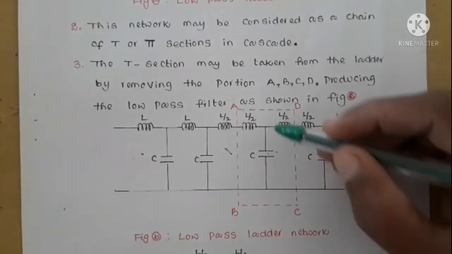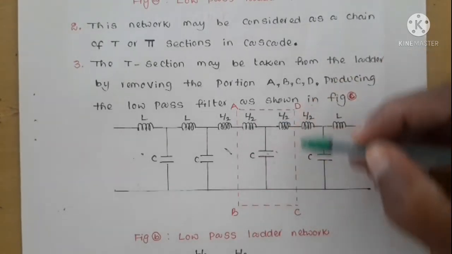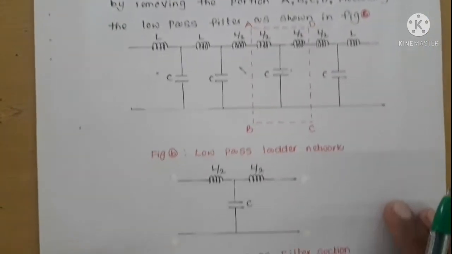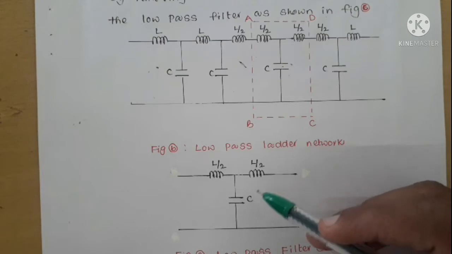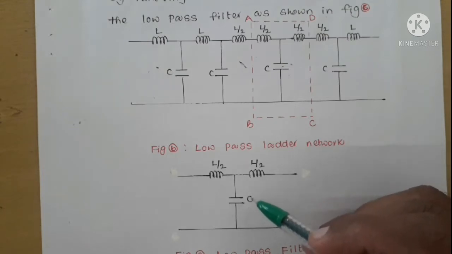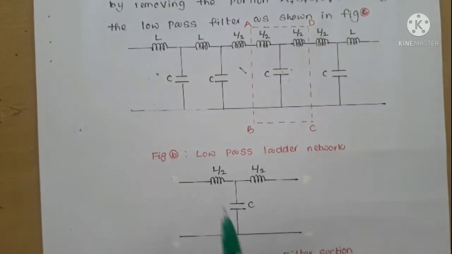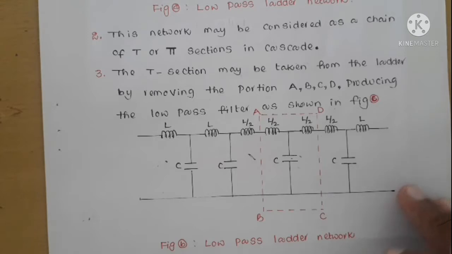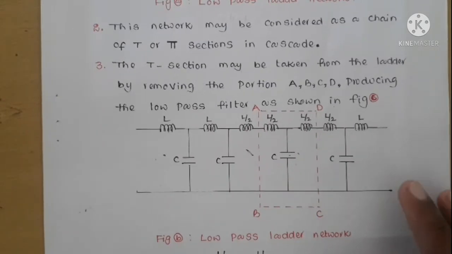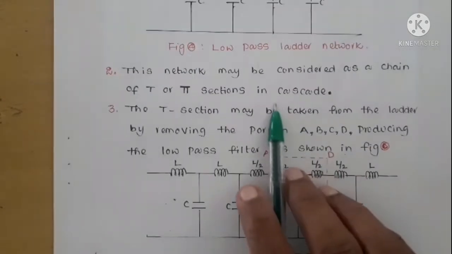This entire network is a low pass ladder network. In this ladder network, if we take out this section, it is nothing but a low pass filter section. The series elements are L by 2, L by 2 and C. Here this entire low pass ladder network can be considered as a chain of T sections: T section, T section, T section, and all the T sections are connected in cascade.